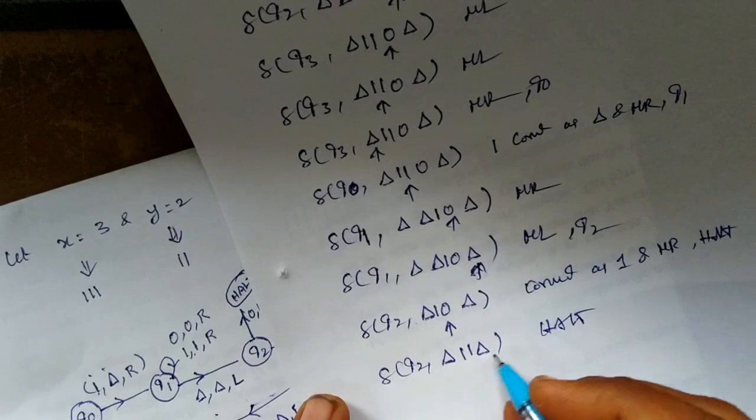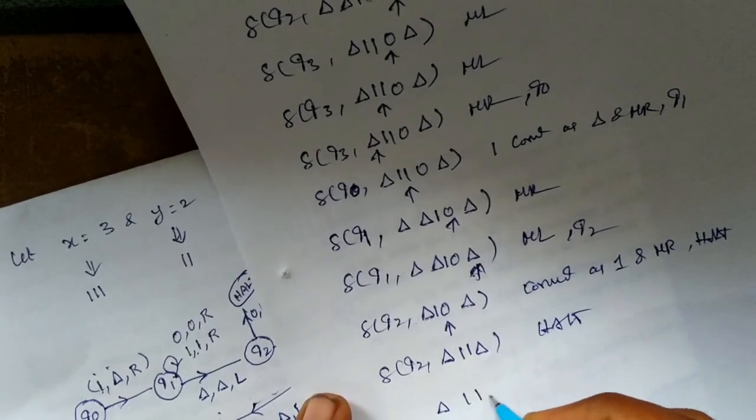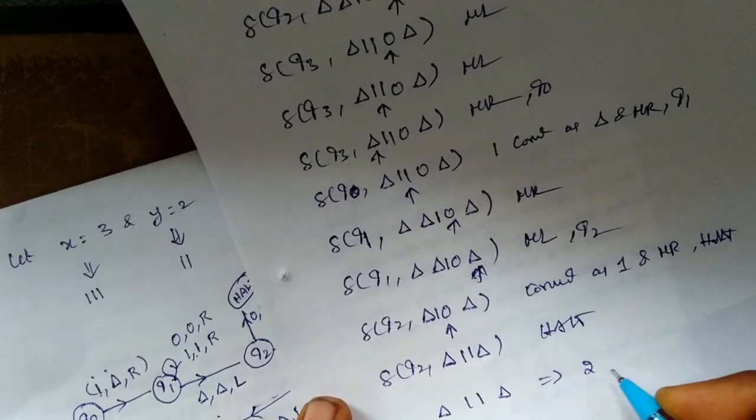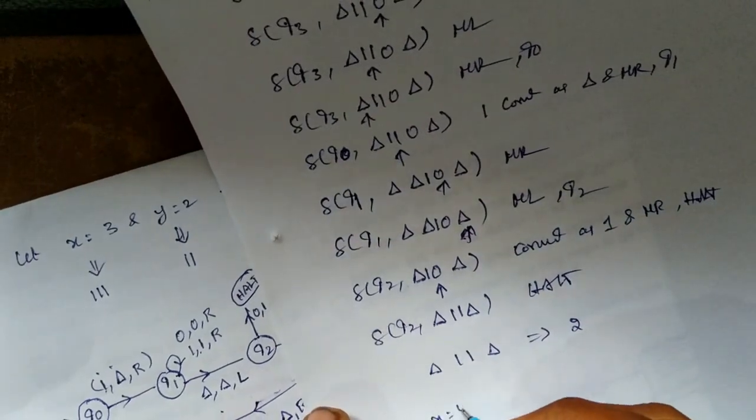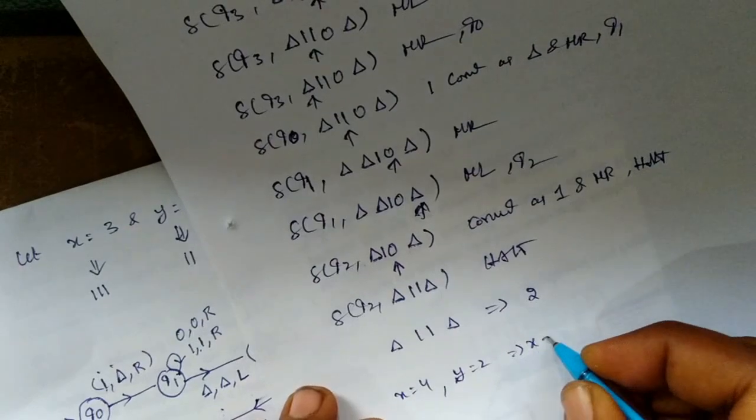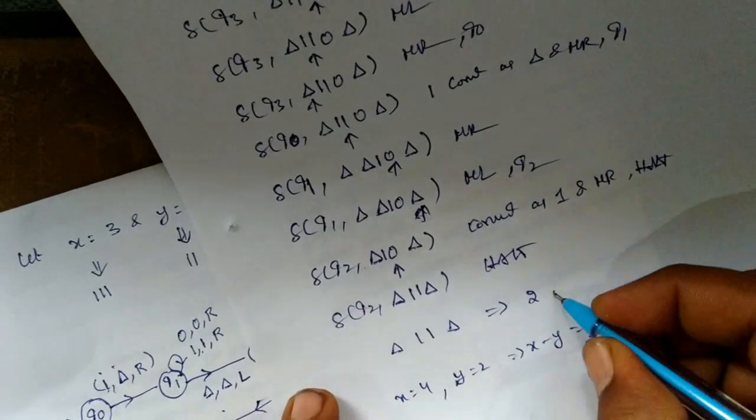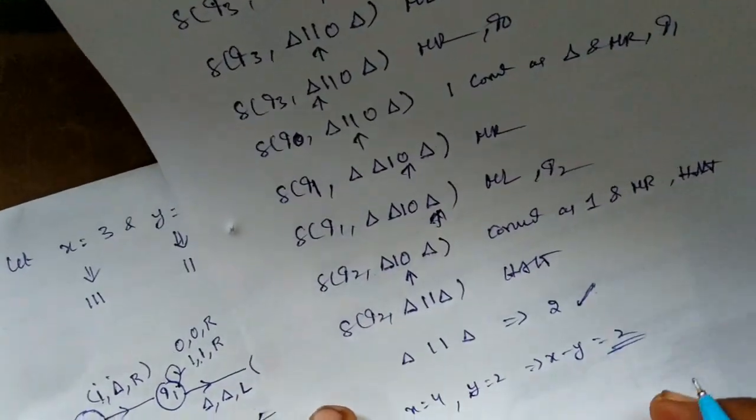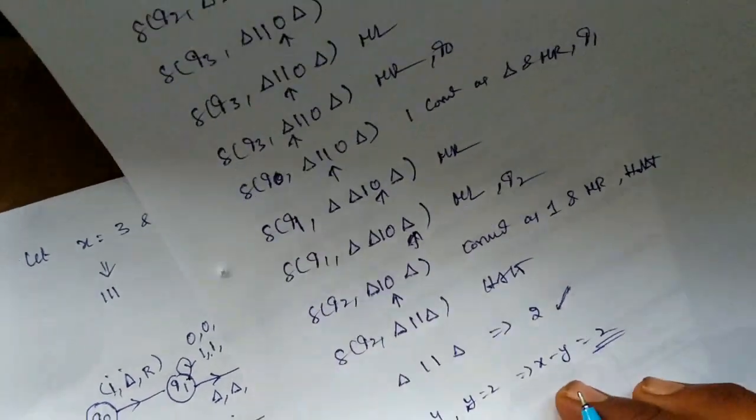So finally the input tape contains del 1 1 del, so the result is 2. The x value is 4 and the y value is 2, so x minus y is nothing but 2. So this is the answer. This is the process of performing the simulation. So thank you.